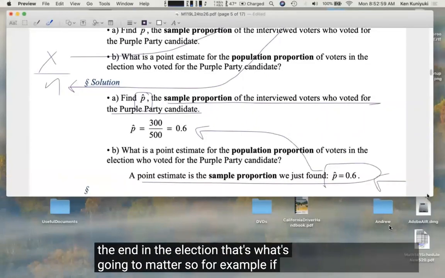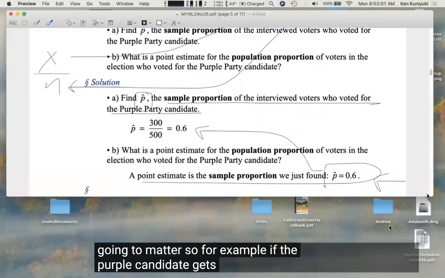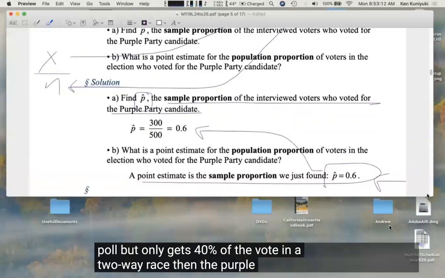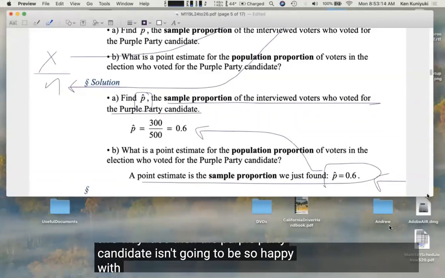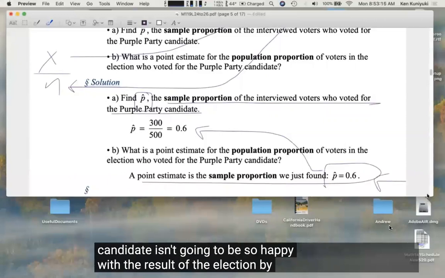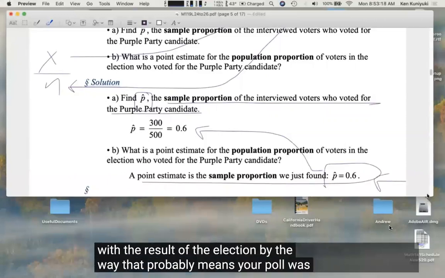So, for example, if the purple candidate gets 60% in the exit poll, but only gets 40% of the vote in a two-way race, then the Purple Party candidate isn't going to be so happy with the result of the election. By the way, that probably means your poll was terrible.